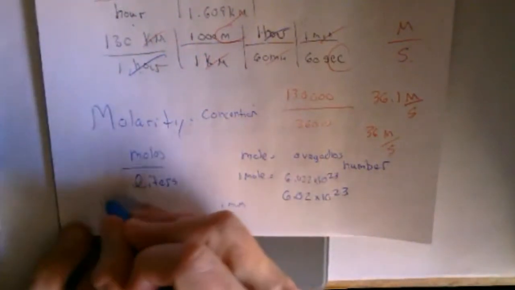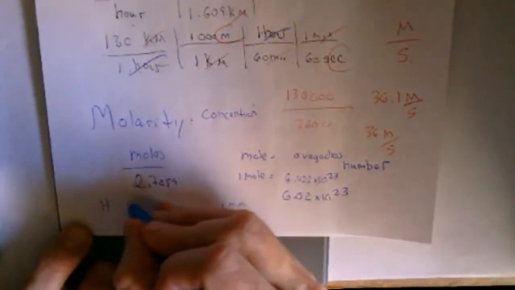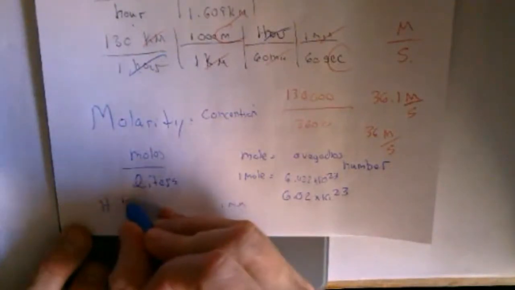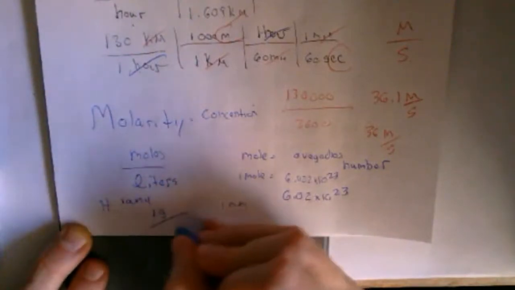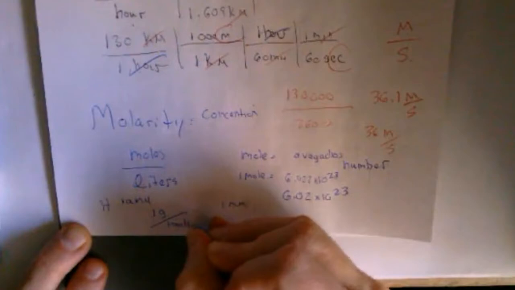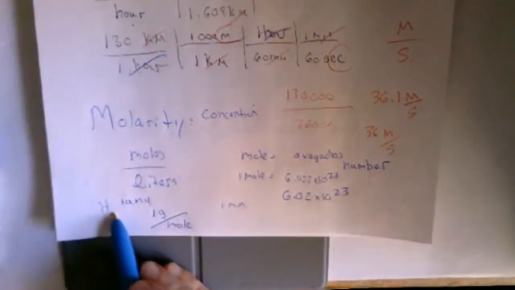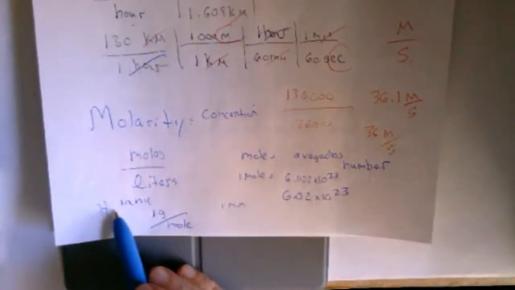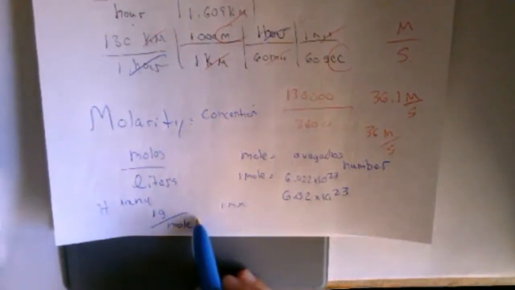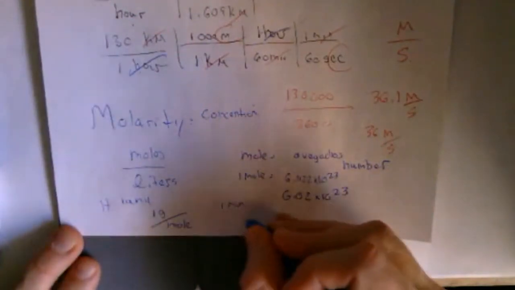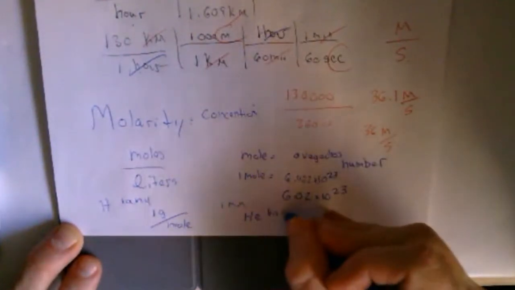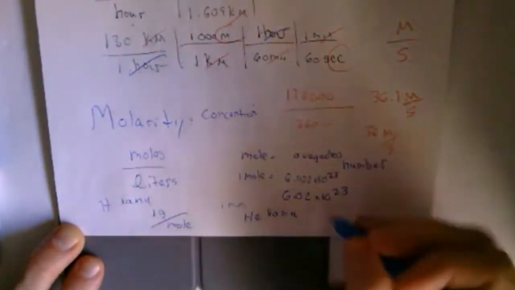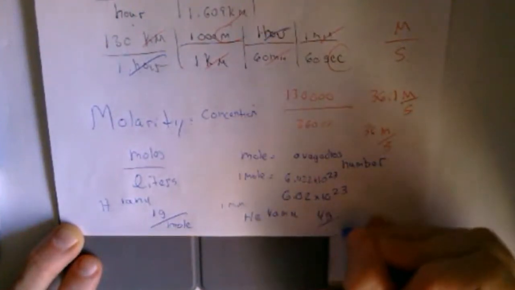If we had 1 mole of hydrogen, hydrogen's mass is 1 AMU, so its molar mass would be 1 gram per mole. That's a lot, but these atoms are so very, very small, this is something that you can have. If you had 1 mole of helium, helium's mass is 4 AMU, and its molar mass becomes 4 grams per mole.